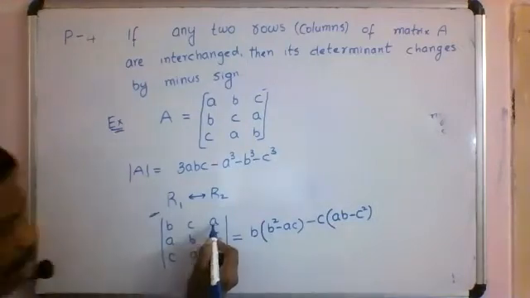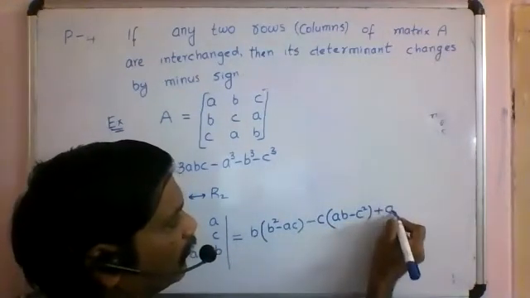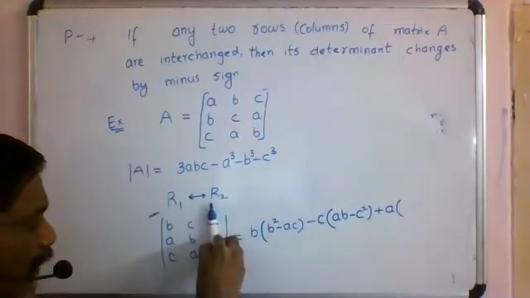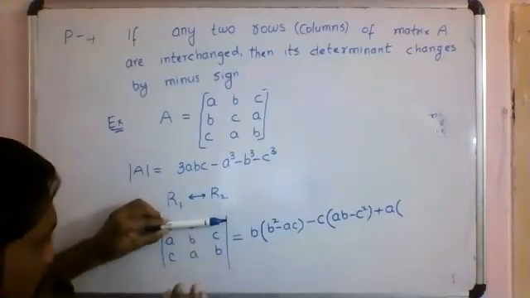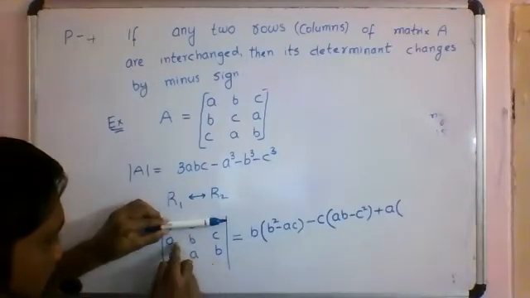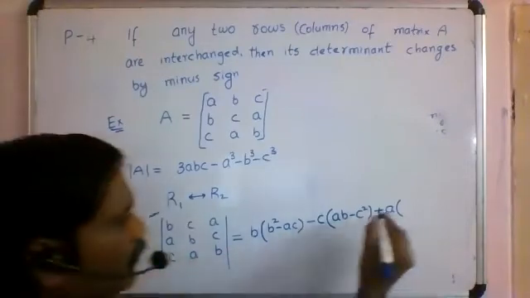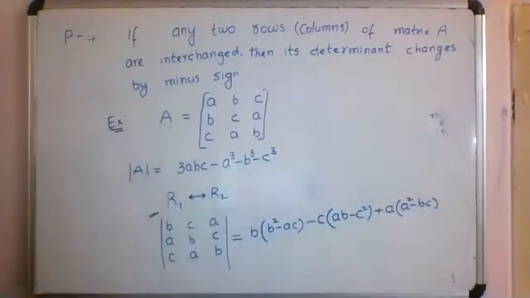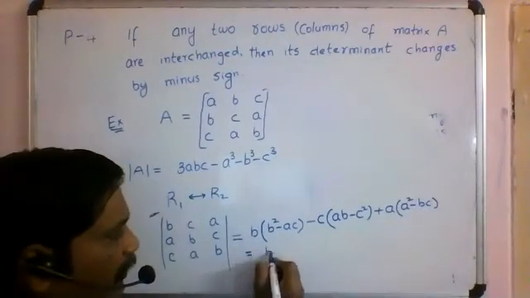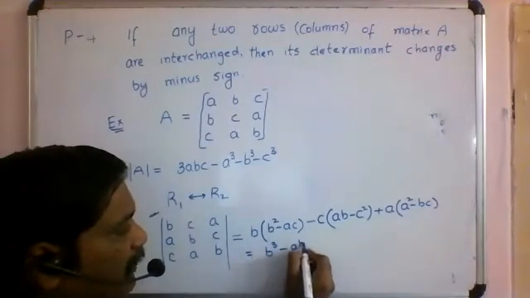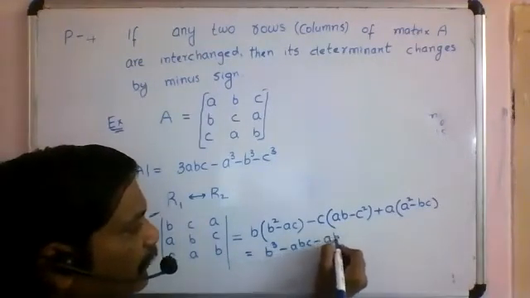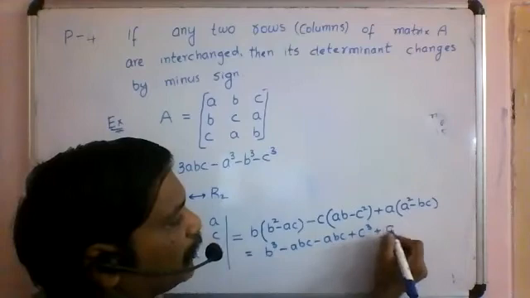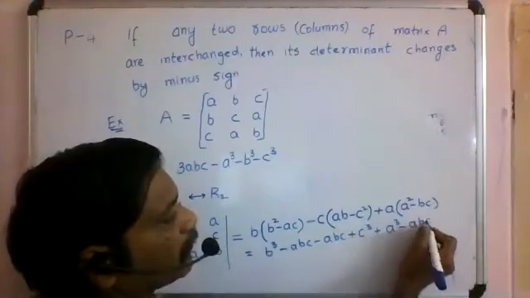And next one is plus A into. Now you close the column containing A, row containing that A. We are left with these elements and its determinant is A square minus BC. A square minus BC. Now simplify. Here B cube minus ABC minus ABC plus C cube, okay, plus A cube minus ABC.